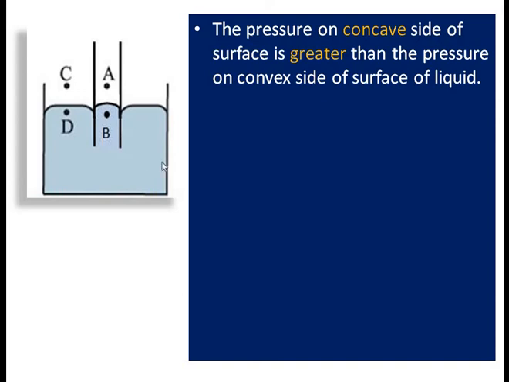The concave part has greater pressure. Mathematically, PB is greater than PA. Since the part near B is concave, the pressure near point B, which is called PB, is greater than PA.